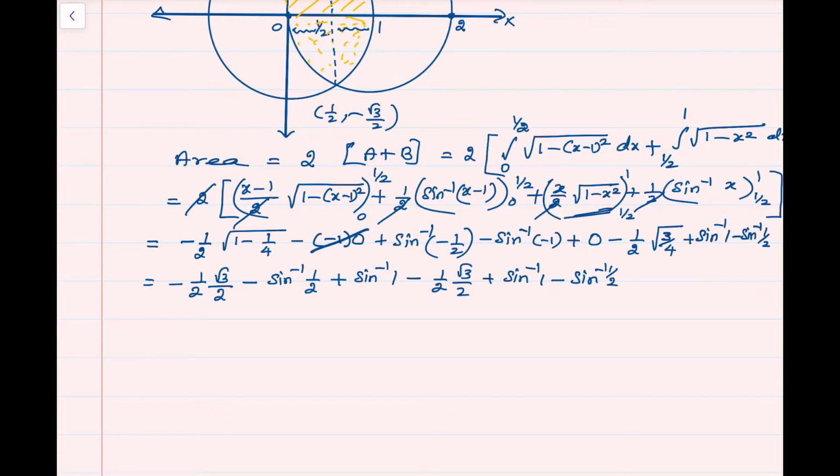As they are congruent circles, A area and B area will be equal. Look at the answer. See, these two are equal. Same terms we have got.